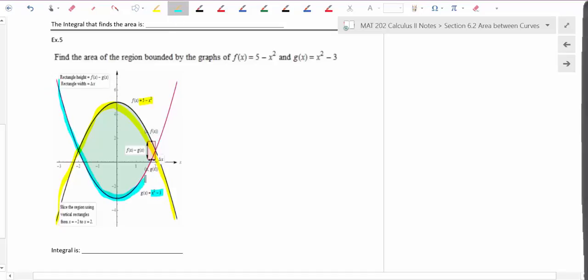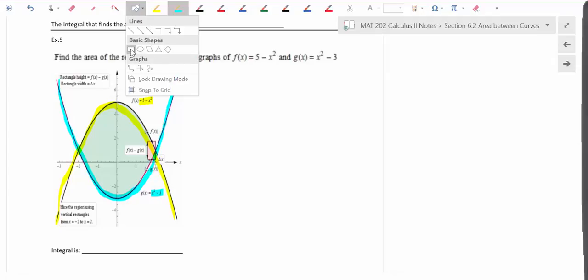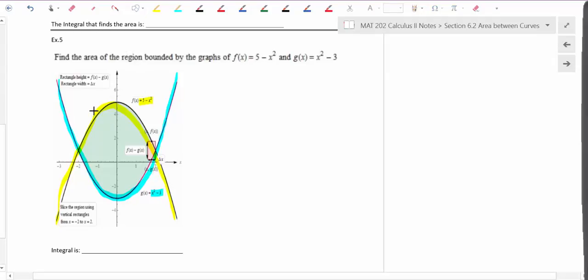So one thing that you want to notice is we're going to find the area that's shaded in green here. You want to notice that this curve here that I've shaded in yellow is always above the curve that I shaded in blue. So that's kind of an important thing. So when you're doing the Riemann sum, let me just draw a rectangle to kind of give you the idea of what's going on here.